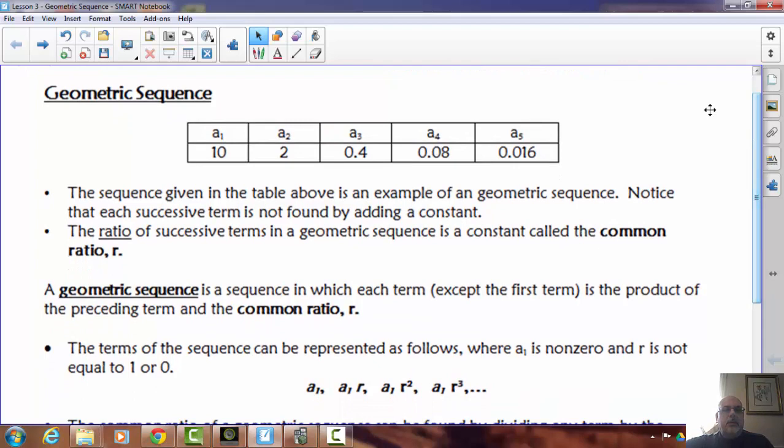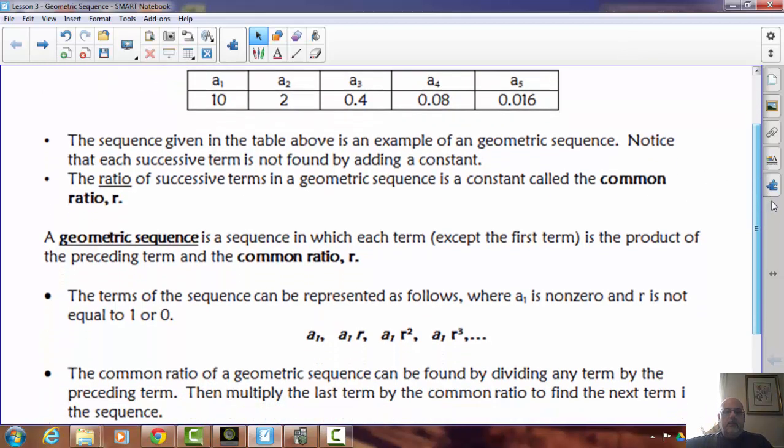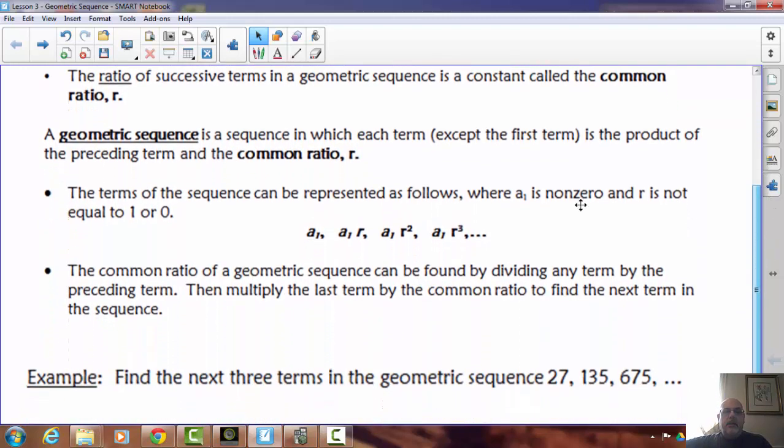So, geometric sequence: we're finding the next term in the sequence, and unlike an arithmetic sequence, the geometric sequence has a common ratio, not a common difference. The way you find the ratio is you take one term and divide it by the term to the left of it. Mathematically we can represent a geometric sequence this way.